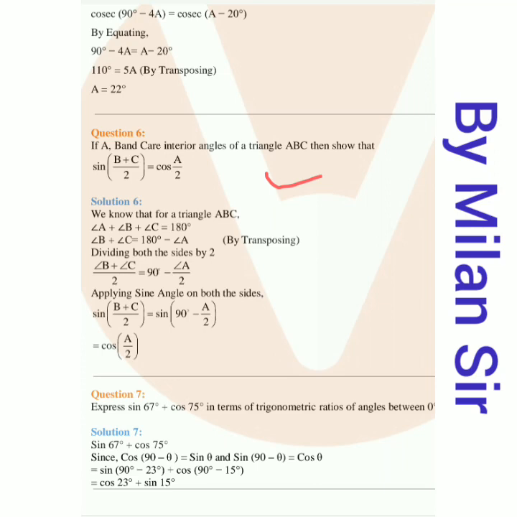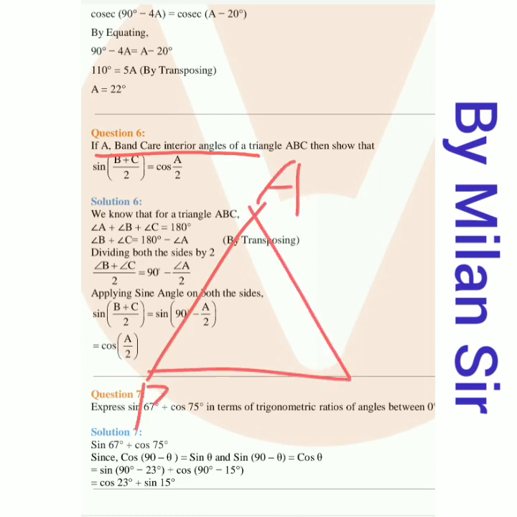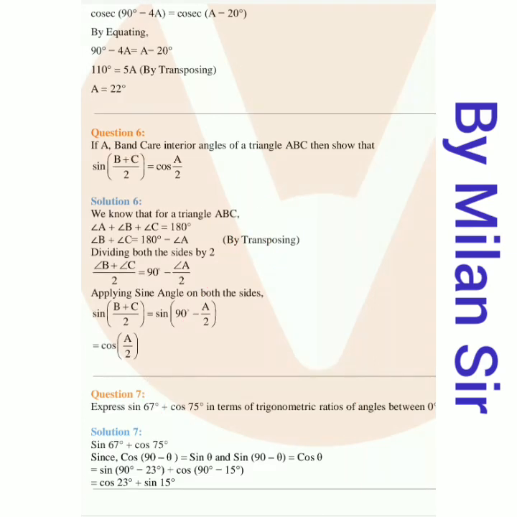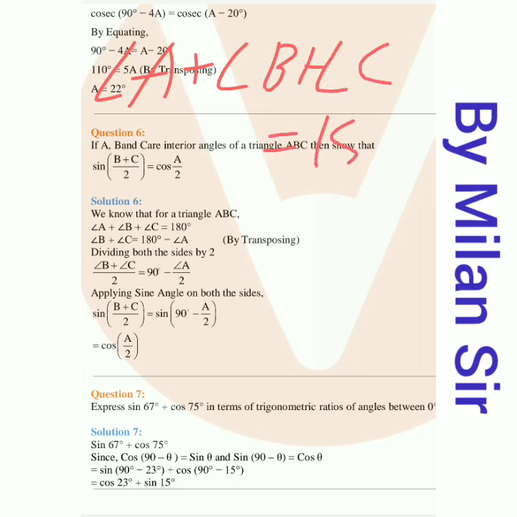Here one condition is given, that is A, B, C are interior angles of triangle ABC. Right? And we know the angle sum property: the sum of all the interior angles of a triangle is equal to 180. So by using the angle sum property I can write: angle A plus angle B plus angle C is equal to 180.